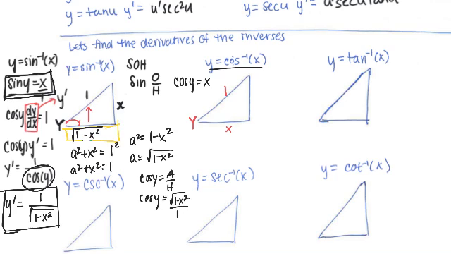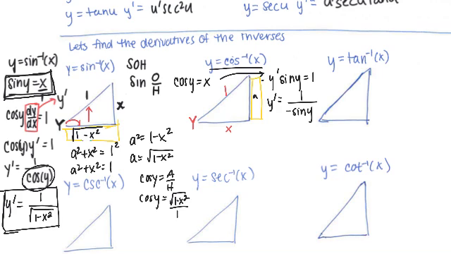Then I'm going to take the derivative. So I get negative y prime sine of y equals 1. And then I'm going to solve for y prime. So y prime equals 1 over negative sine of y. I'm going to find my third side here. So I can just let that be a.